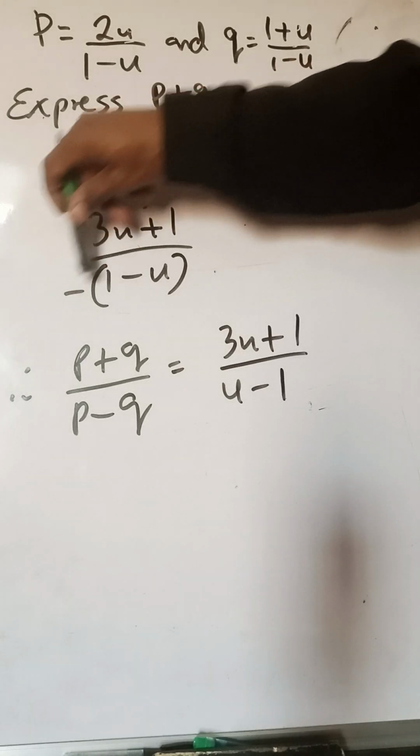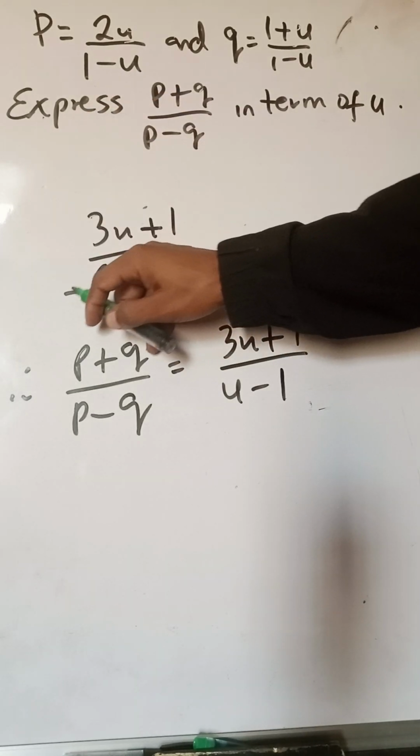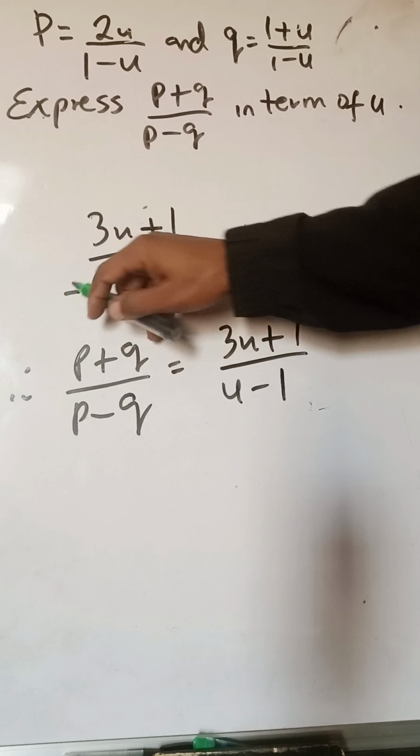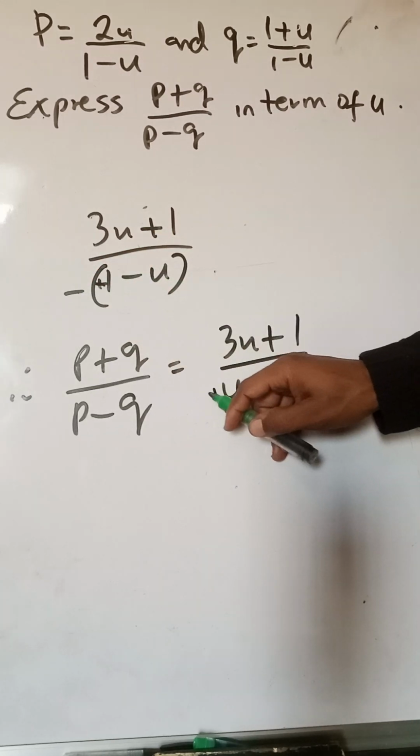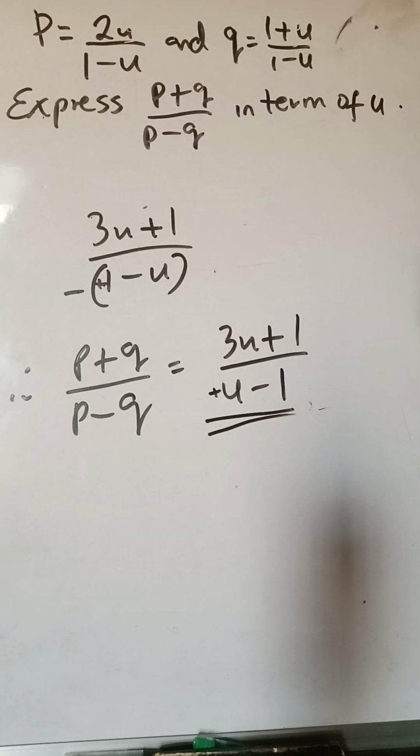Because if you check, the minus affects the signs here. One has an invisible plus, so minus times plus, and minus times minus is plus. Is that okay?